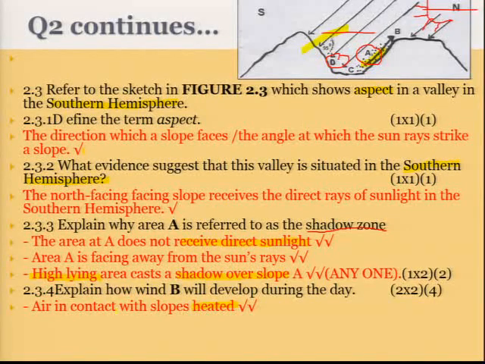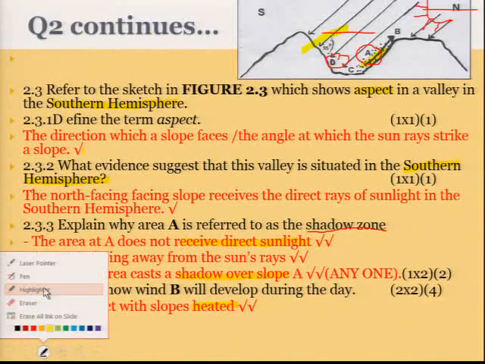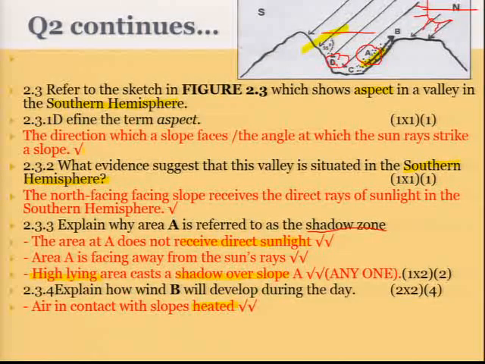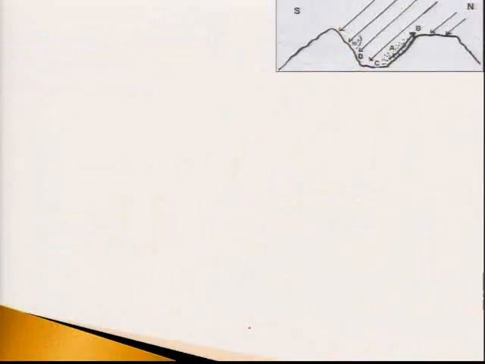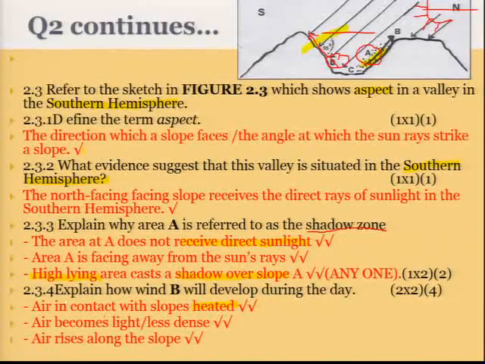Now any air that is in contact with this slope will also start to move upslope. Remember, it can also move on both sides. And then once it is heated up, our air becomes lighter, less dense, and it will be able to rise upslope. 2 marks for that, so that our candidates can also come back to it.